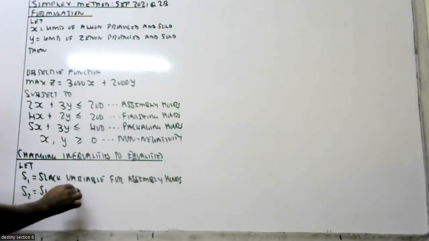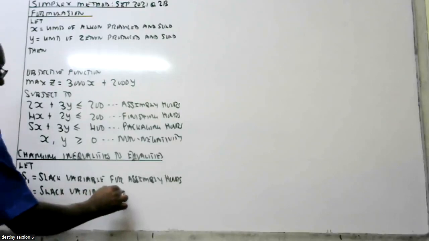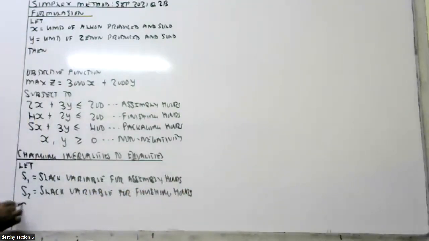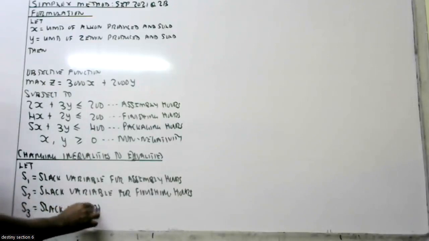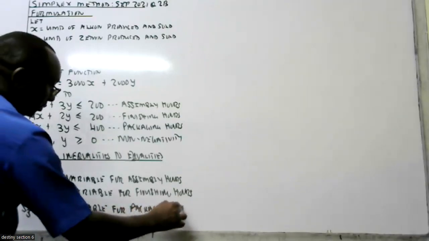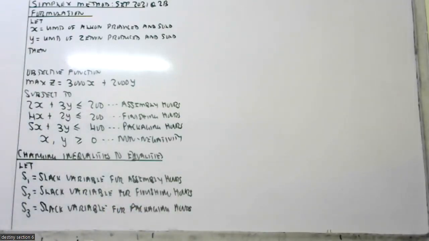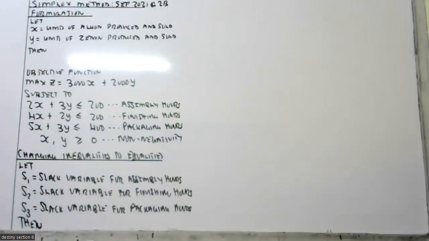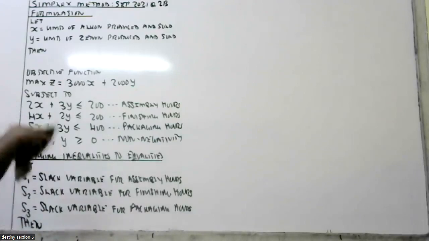S2 to be the slack variable for finishing hours. S3 to be the slack variable for packaging hours. Now the slack variables are introduced for every resource that we have. You can see we have 3 resources. That is why we have used 3 S's.